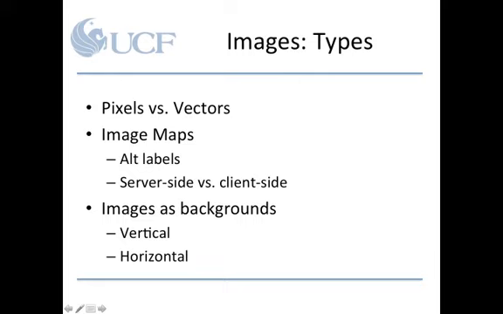Next are image maps, and image maps are images that are hyperlinked to other types of content, and it may be another hyperlink, or it may be another web resource, it may be another size of an image, or it may be an alt label. And there are some issues related to server side and client side that you need to explore in your book.